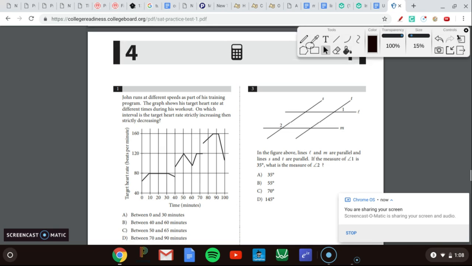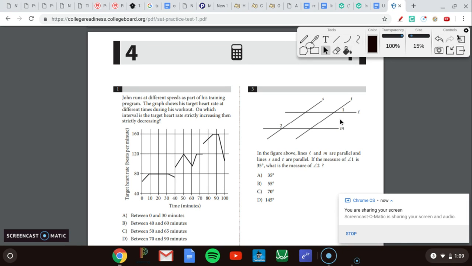All right, and finally, let's go to question 3. This one's good. In the figure above, lines L and M are parallel and lines S and T are parallel. So we've got a lot of connections between angles here. If the measure of angle 1 is 35 degrees, what is the measure of angle 2? So this looks like a lot of work that you could figure out, like vertical angles are the same, and supplementary angles, and parallel lines, whatever. You could do a lot of work.